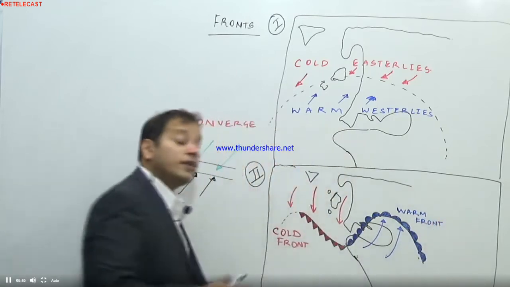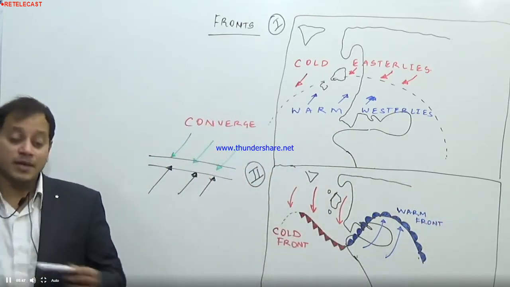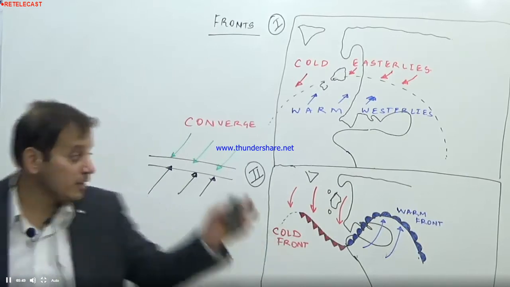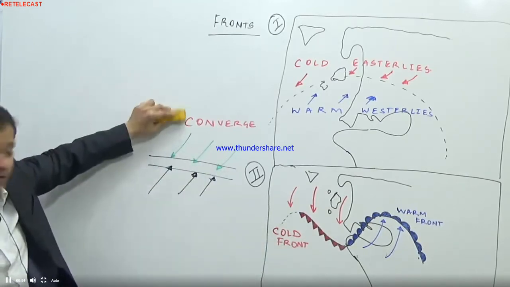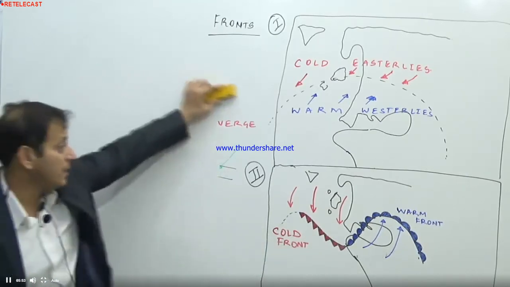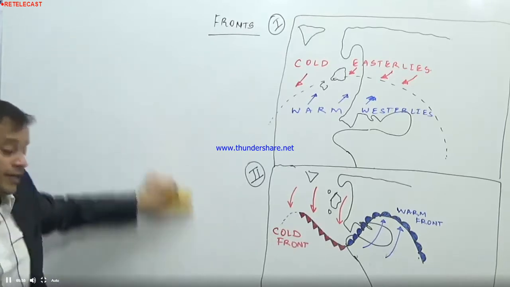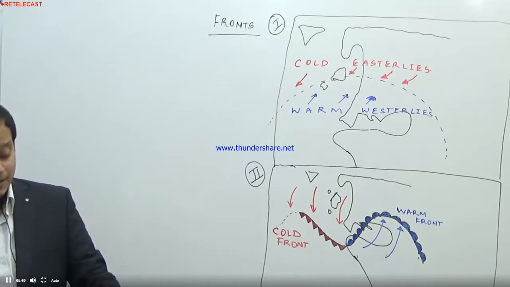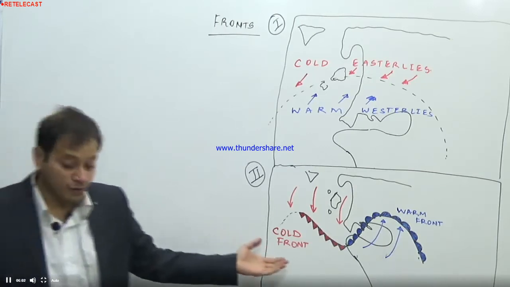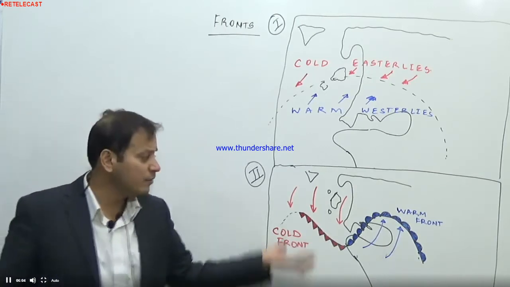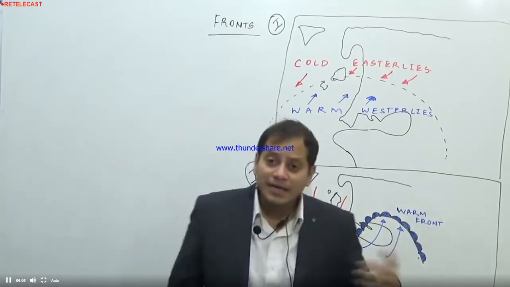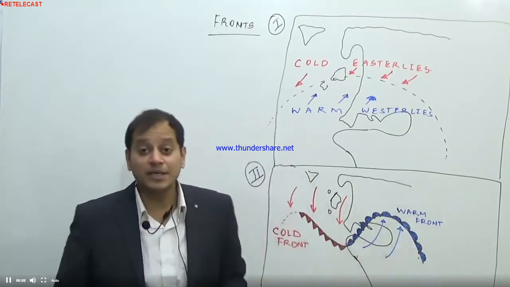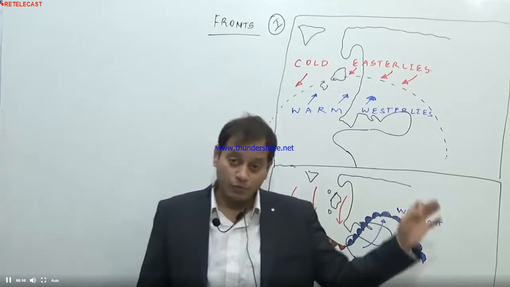So this is how the front is formed. When the two air winds try to converge into each other's territories, there comes a point where the cold wind is more active than the warm wind, resulting in the formation of a cold front. And where the warm wind is more active than the cold wind in some areas, it results in the formation of a warm front.